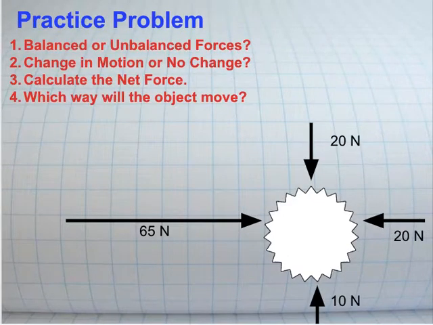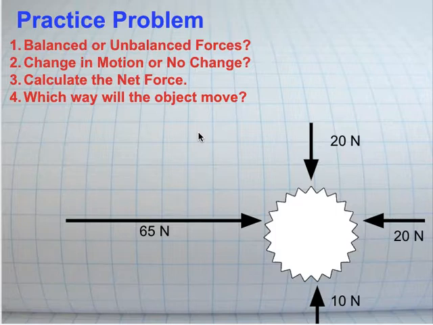Let's put everything together that we've learned for this set of notes. You're going to notice that this one is a little bit different because now I'm introducing up and down arrows. I'll talk in a minute about what to do when you have that happening. But first, what we want to do is look through this and ask: is this object balanced? Are the forces balanced or unbalanced?